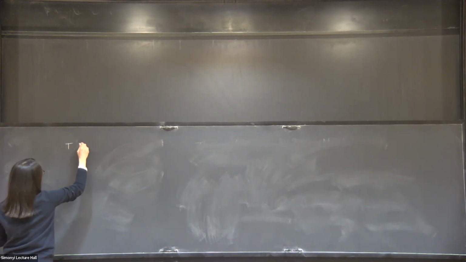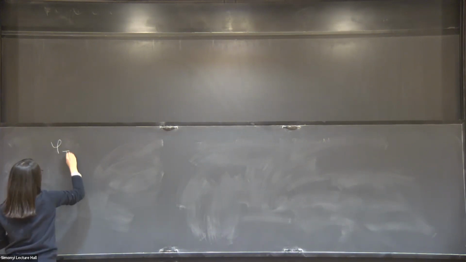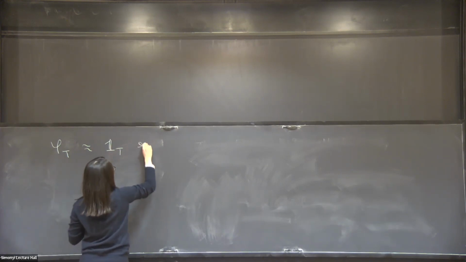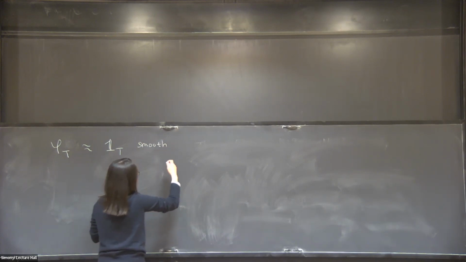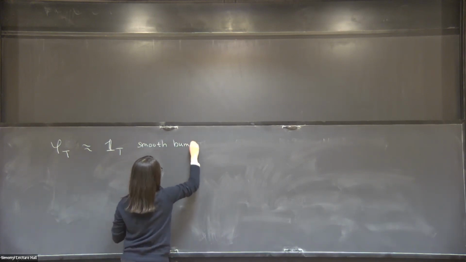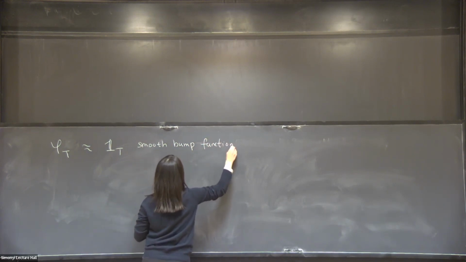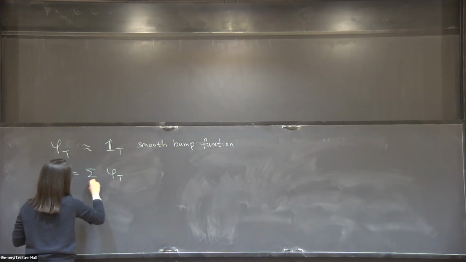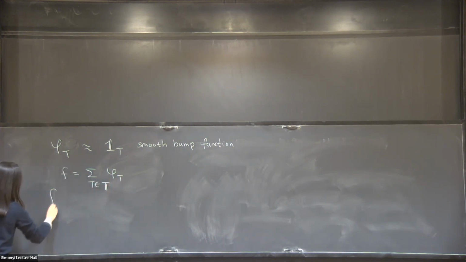For each slab T, let phi T be a smooth bump function that's like the characteristic function of T. But we make it smooth because we are going to take the Fourier transform. And then let F be the sum over phi T. When we integrate F on E, this is related to the number of incidences between E and T. So maybe up to some scaling factor, but these two are almost the same.